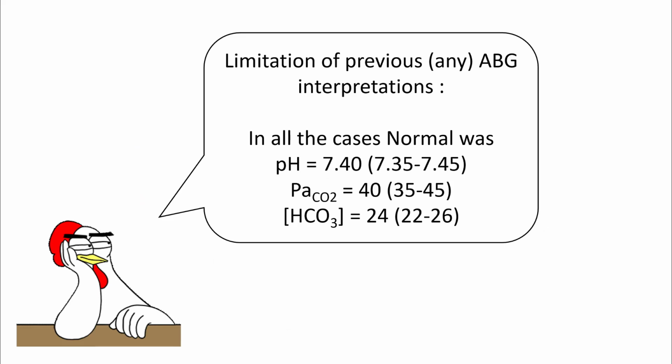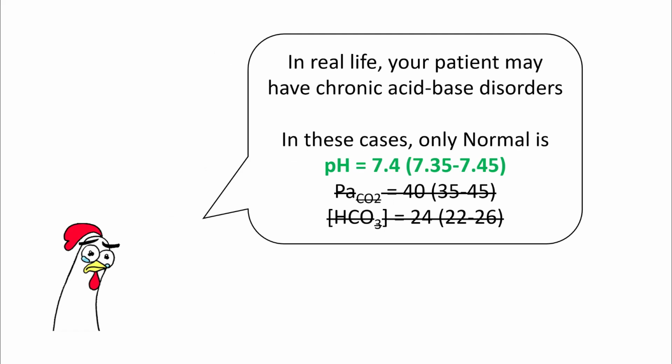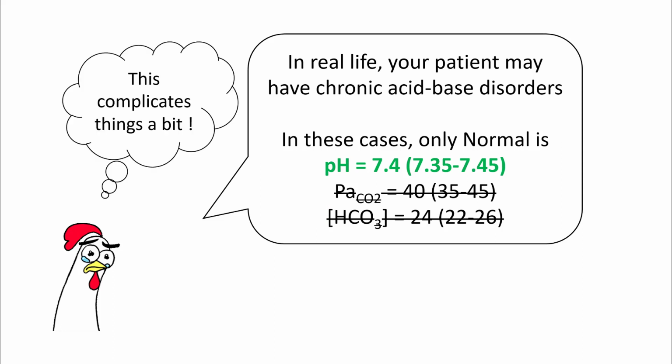The limitations of the previous ABG interpretations were that in all the cases, we took normal as pH of 7.4, PaCO2 of 40, Bicarb of 24. However, in patients with chronic acid-base disorder, the only normal they have is pH of 7.4. The PaCO2 and Bicarb will compensate for each other depending on what kind of underlying acid-base disturbance they have.